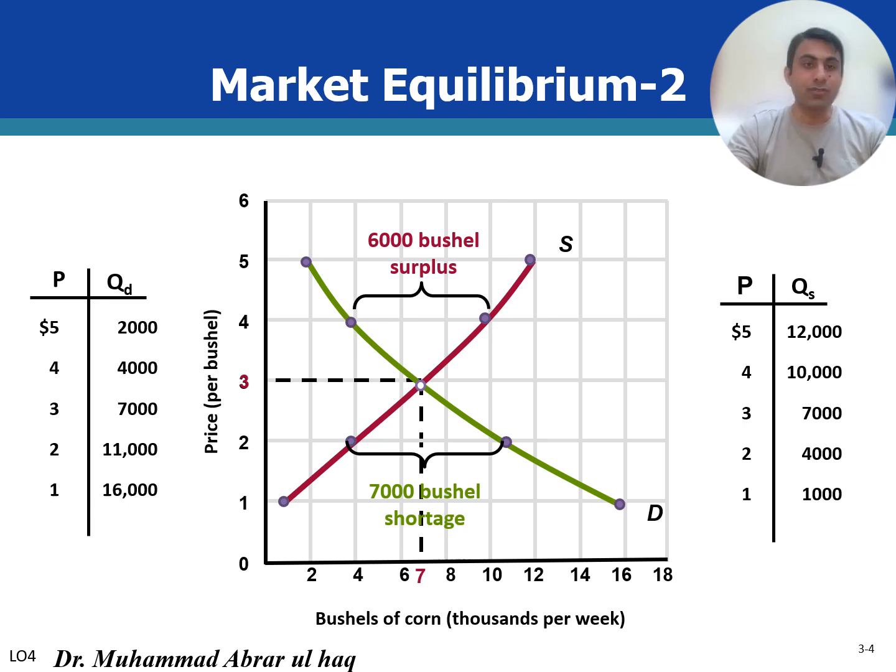As the price drops from $4 towards $3, the quantity demanded increases as the consumers find corn more affordable at the lower prices. Meanwhile, the quantity supplied decreases as the producers reduce their output due to the lower prices or lower profitability. This adjustment continues until the market reaches back to the equilibrium price of $3 and quantity of 7,000 bushels per week. At equilibrium, there is neither a shortage nor a surplus of corn, ensuring that the market clears efficiently based on the interplay of demand and supply forces.